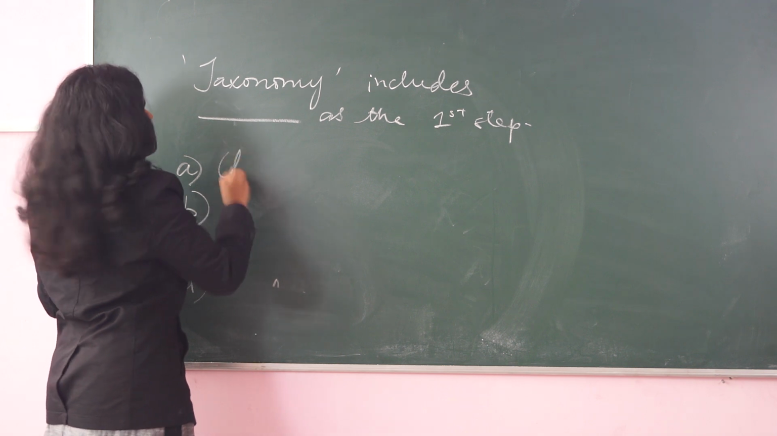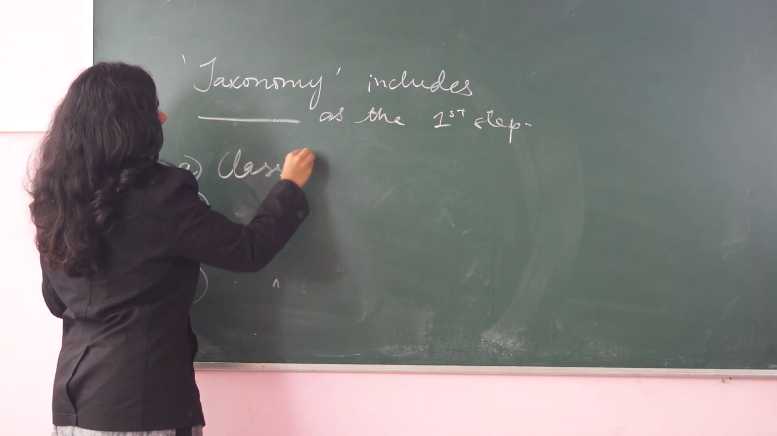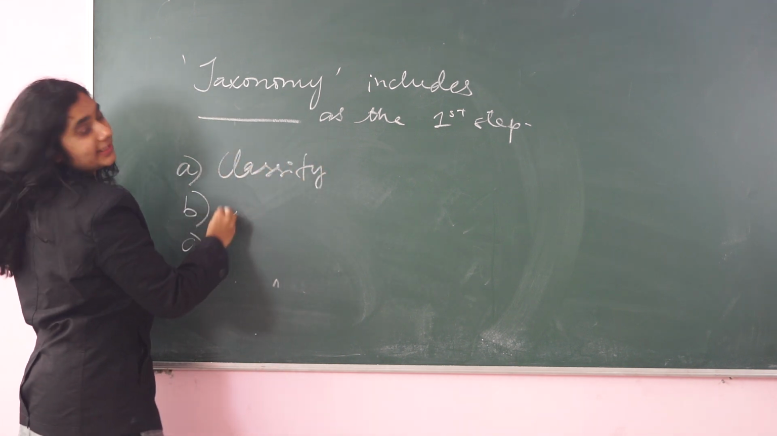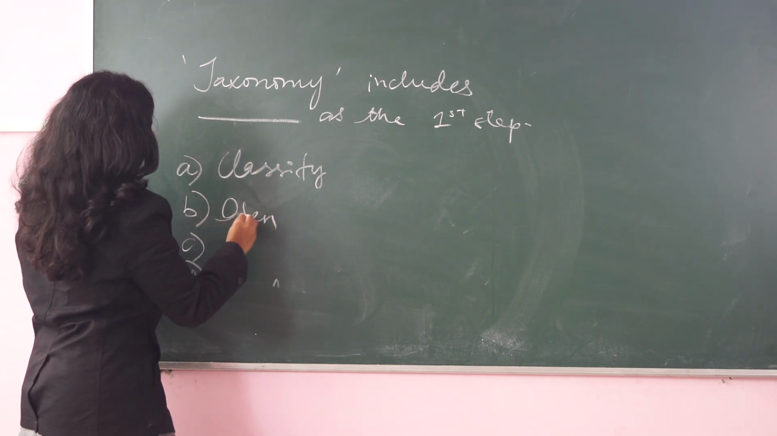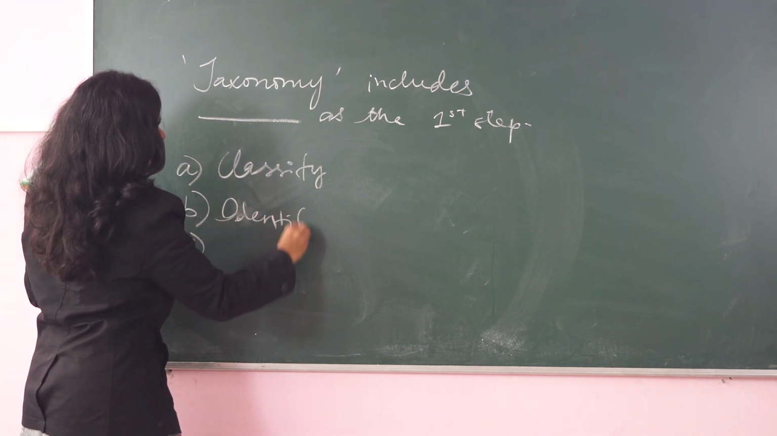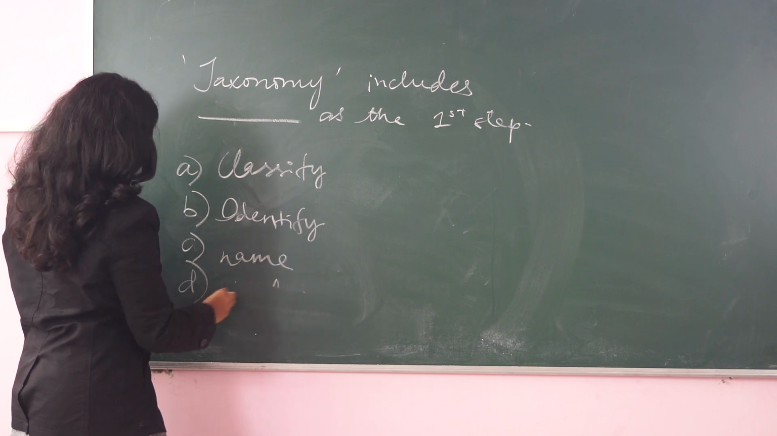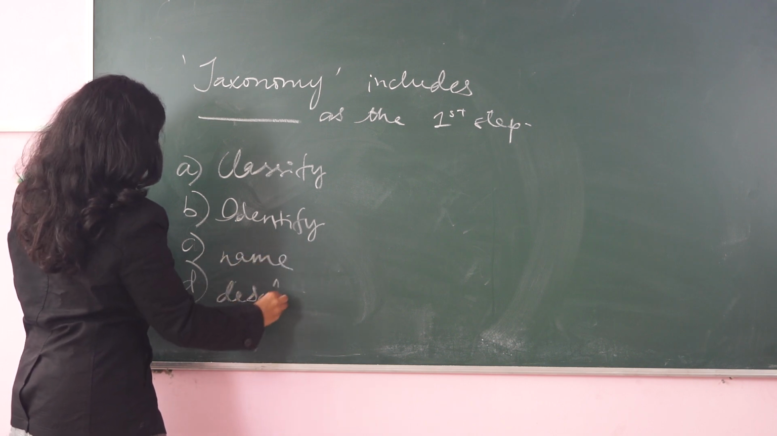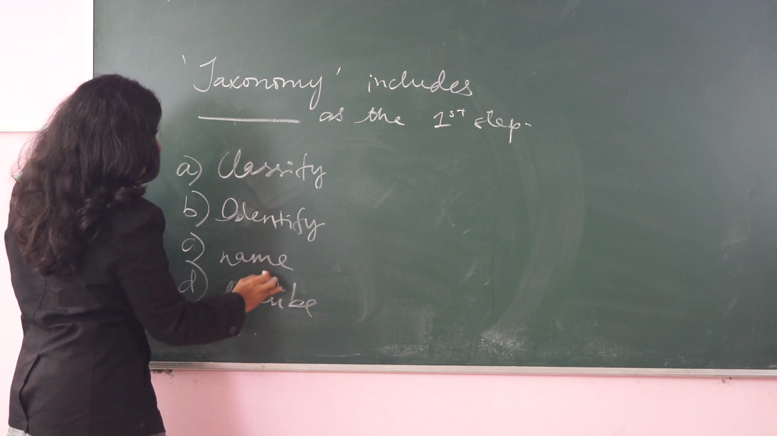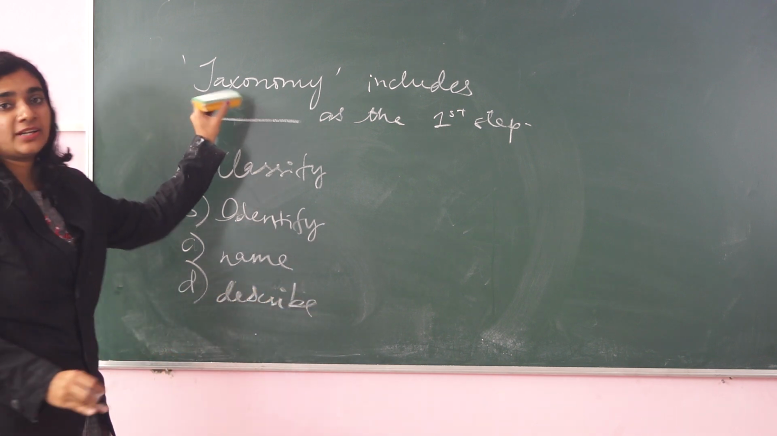So the options are classify, identify, name, describe. So what do you think is the first step in taxonomy?